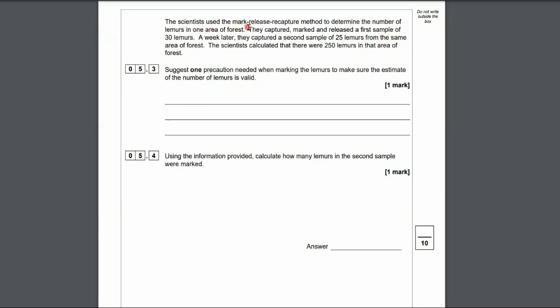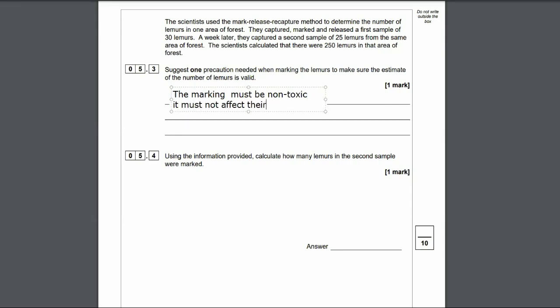Right. 5.3. The scientists used the mark release recapture method to determine the number of lemurs in one area of forest. They captured, marked, released a first sample of 30 lemurs. A week later, they recaptured a second sample of 25 lemurs from the same area of forest. The scientists calculated there were 250 lemurs in that area of the forest, so just one precaution needed when marking lemurs to make sure your estimate of the number of lemurs is valid. Well, the marking should be non-toxic.